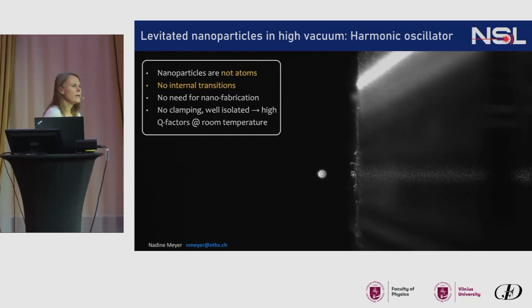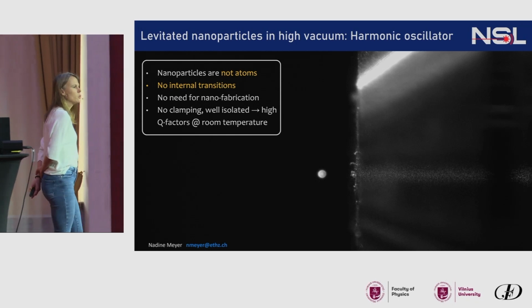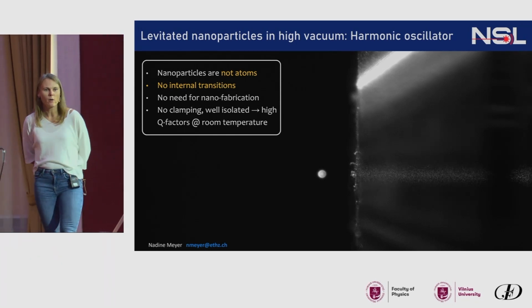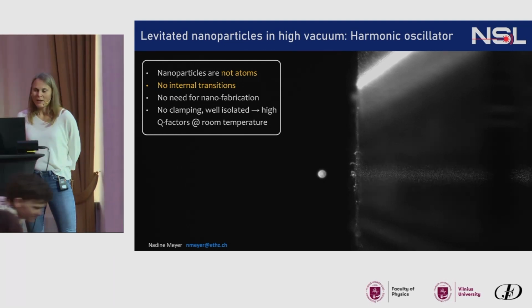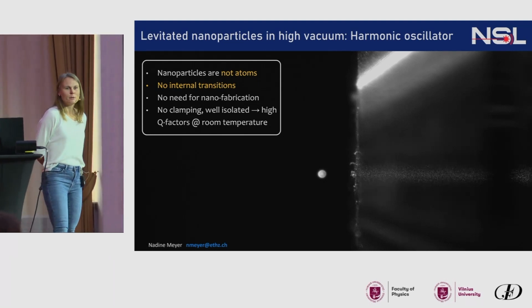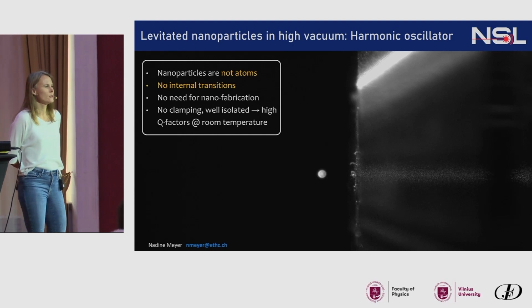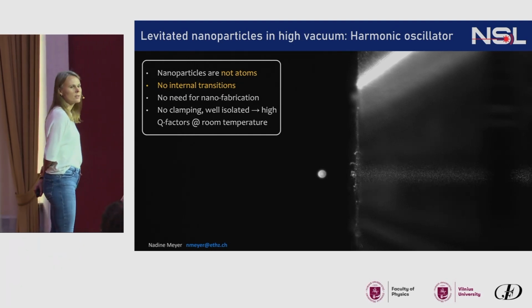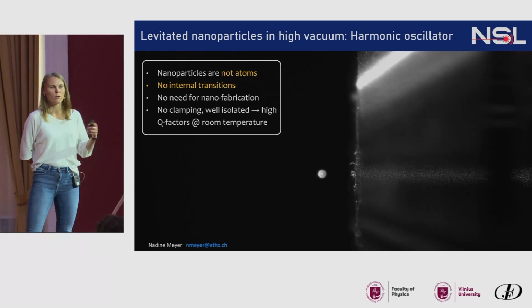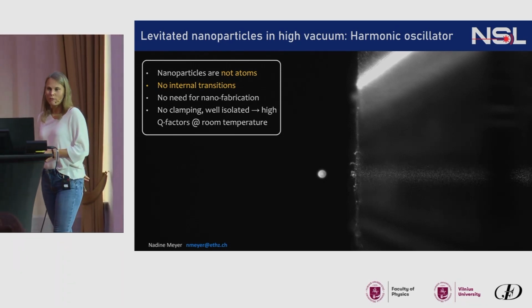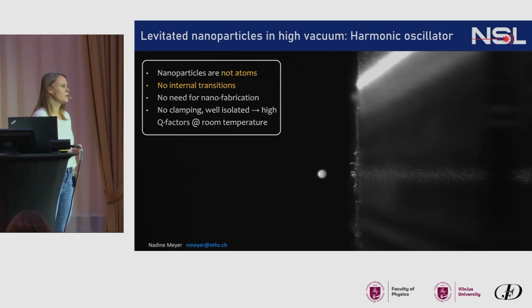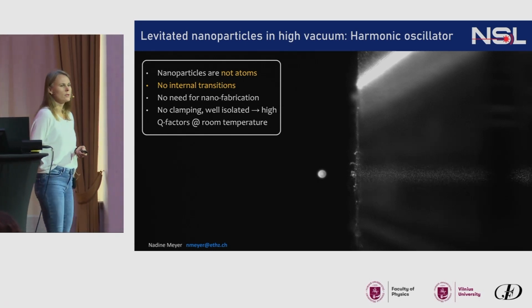As we've mainly dealt with atoms and two-level systems this week, I want to highlight a few aspects about our platforms. Nanoparticles are not atoms, so they are not indistinguishable. So if you ever want to build up quantum statistics, you need to make sure that you use the same nanoparticle over and over again. We have no internal transitions to cool, for example, with laser cooling, so we need to come up with other ways to cool the center of mass motion.